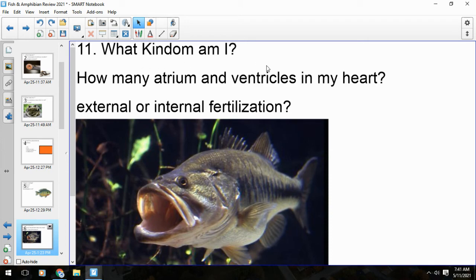Number 11, what kingdom? So this is the animal kingdom. How many atrium and ventricles in the heart? So the heart is going to be basically a two-chamber heart for the fish. So one atrium and one ventricle. And an external or internal fertilization? So this is going to be external fertilization. So the female would lay the eggs, the male would release the sperm, which would swim towards the eggs outside of the body.